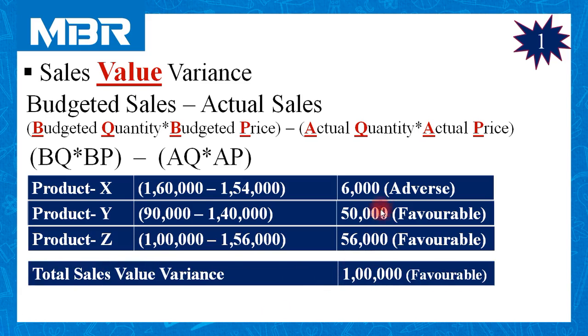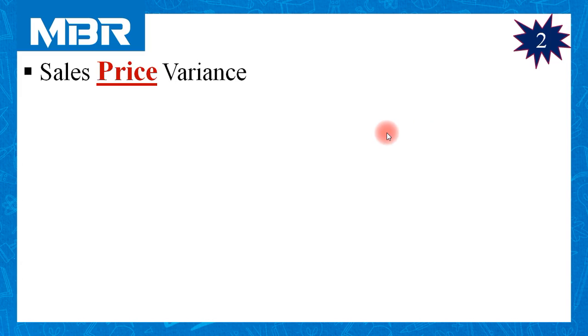Total sales variance: 6,000 adverse plus 50,000 favorable plus 56,000 favorable. So 50,000 plus 56,000, 1,06,000 favorable minus 6,000 adverse. So the result is 1 lakh favorable. With this, our first calculation of value variance comes to an end. Let us enter into the second variance. This is known as sales price variance.